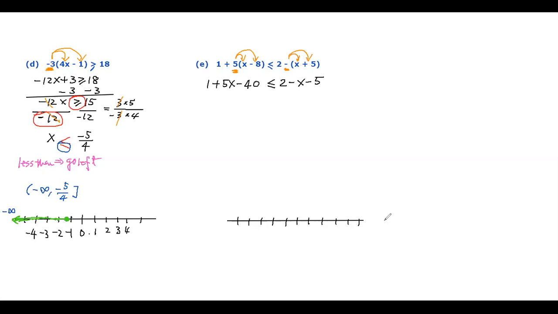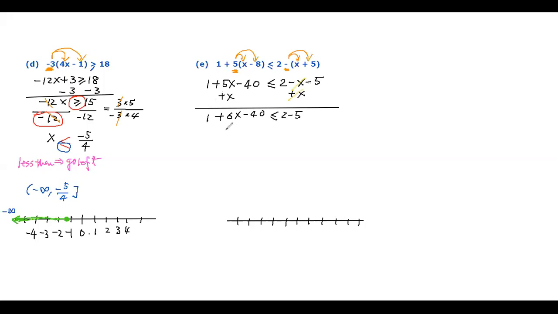Now let's combine, put x on one side and all the numbers on the other side. So I say, okay, plus x, plus x. All right, so here, I have 1 plus 6x minus 40 is less than or equal to 2 minus 5. Right? Because this x cancels, right?